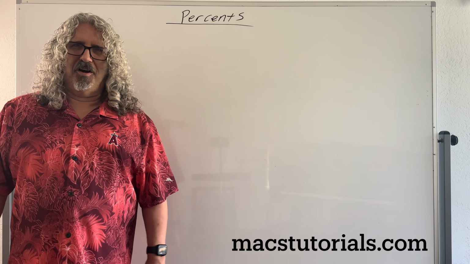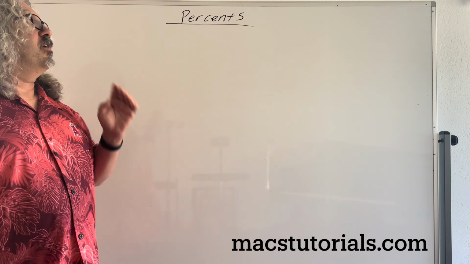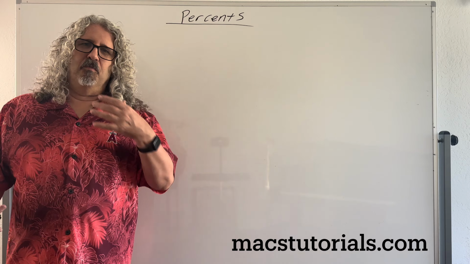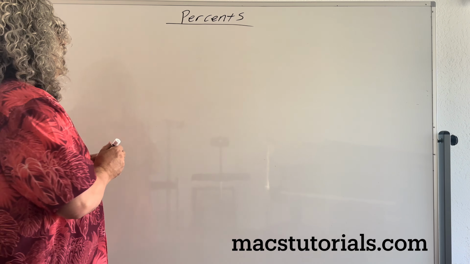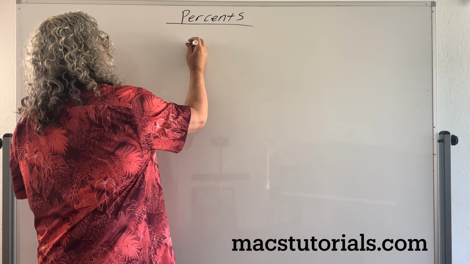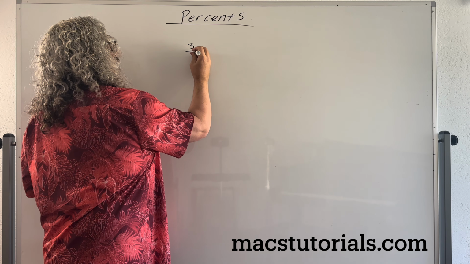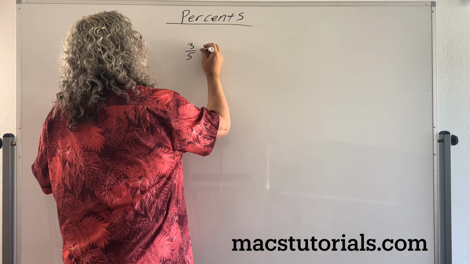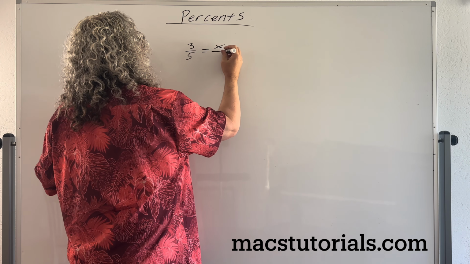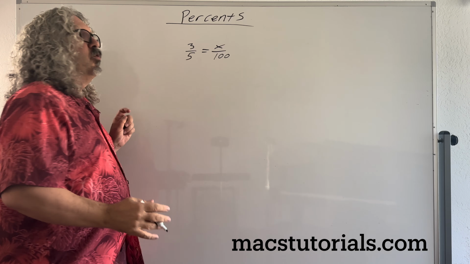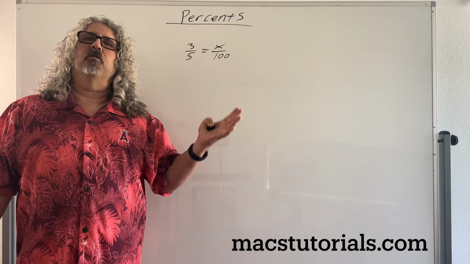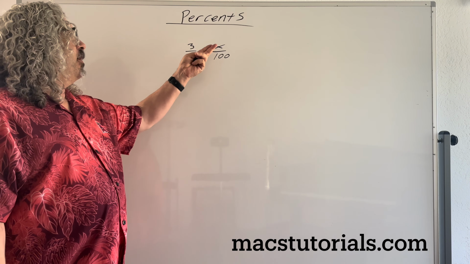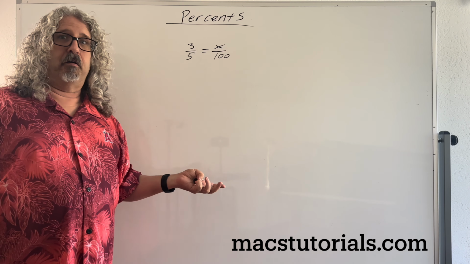Okay, let's do a little talk about percents right now. Percents we usually teach in proportion problems because you'll see a problem that looks something like this. Usually 3 out of 5. If something happens 3 out of 5 times, how many times will it happen out of 100? The word percent means out of 100. So we're trying to find out how many times something happens out of 100.